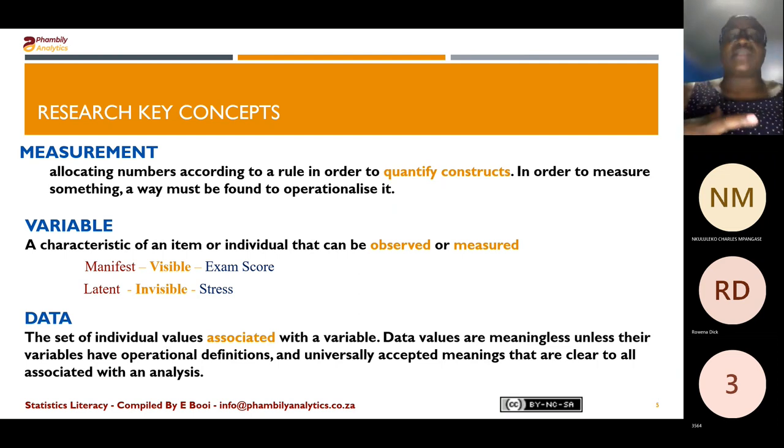From doing all this, you also create what we call a variable. And a variable is a characteristic that defines the item or subject of study that you are looking at. For example, let's use another example. A variable can be something like gender. Gender is a variable. And with gender, it can be observed, because I can look at a person and say this person is a male or a female. Sometimes you get it right.